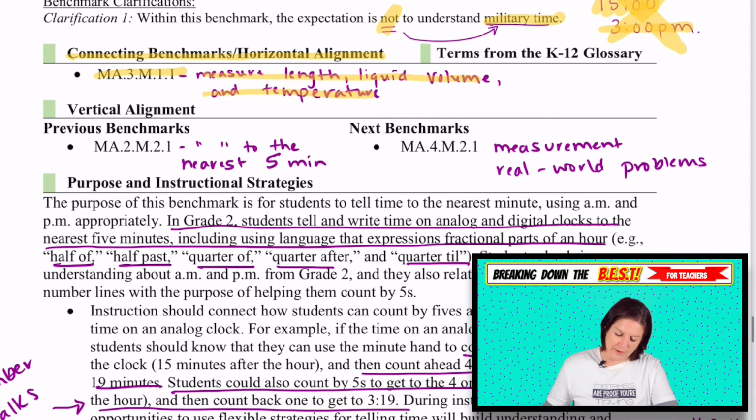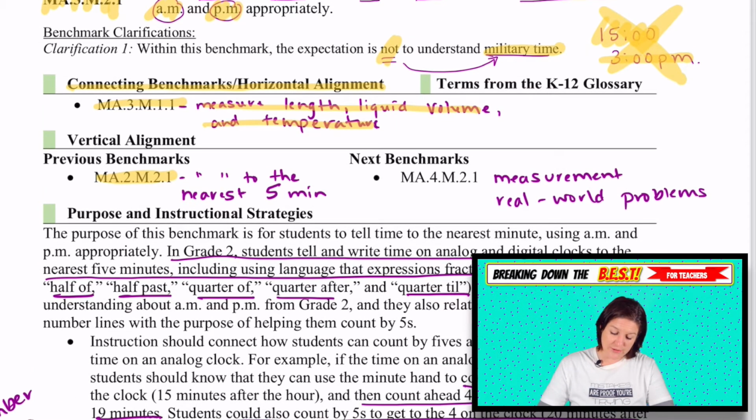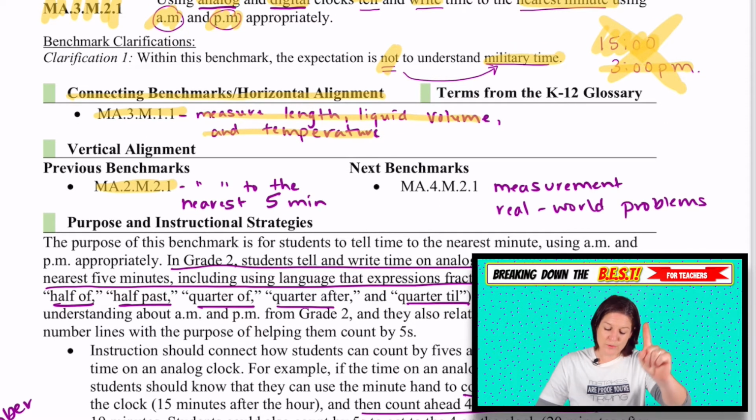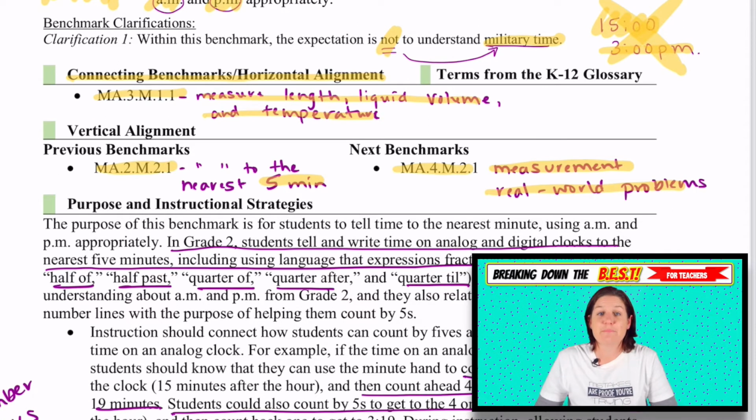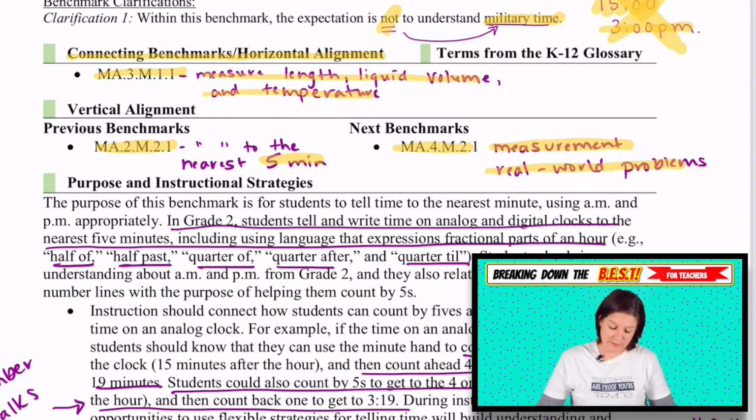So in second grade, where are they coming from? Well, in second grade, they performed basically the same standard, using the analog and digital clocks to tell and write time to the nearest 5 minutes. So they counted by fives last year. This year, we're going to the nearest minute. And then in fourth grade, we have measurement real world problems, which involve time, that is for sure.